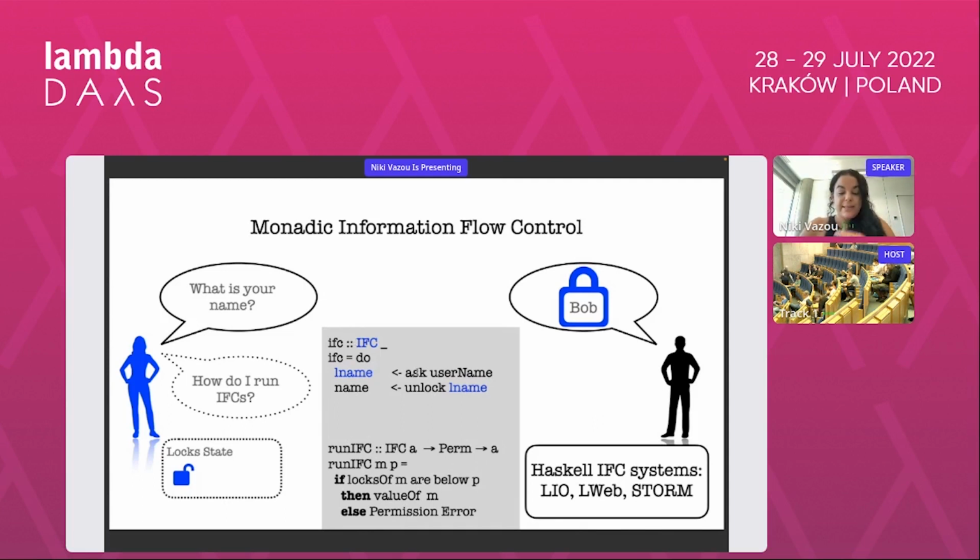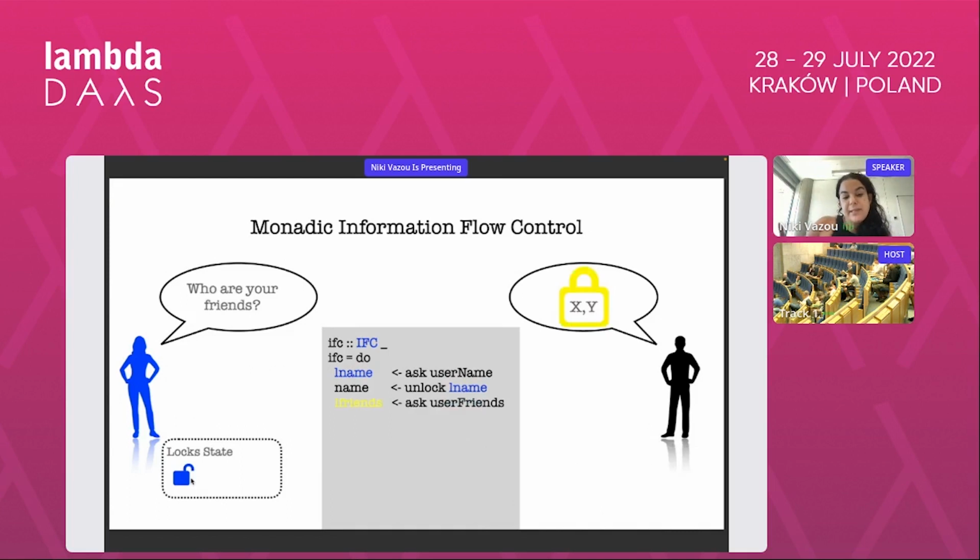Okay, yes, IFC asked for the name of Bob, and he came back with a name, and it was locked using this blue lock. And then IFC can keep asking questions, and the user can come back with different permission statuses. So for example, now we are asking, who are your friends? And Bob comes back with the friends. I have friends X and Y, but it's locked in a yellow lock now.